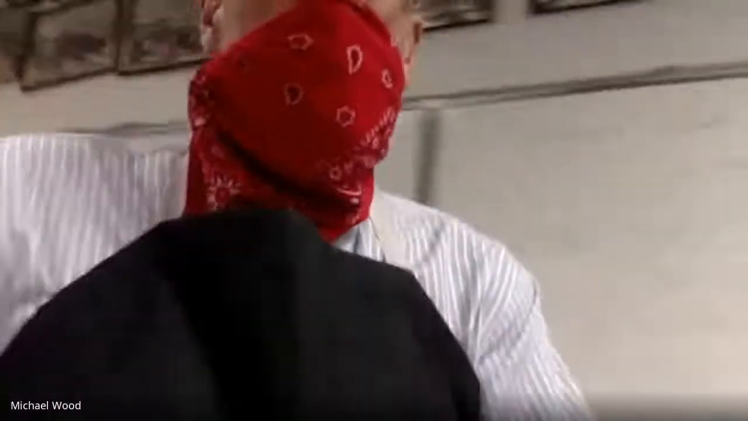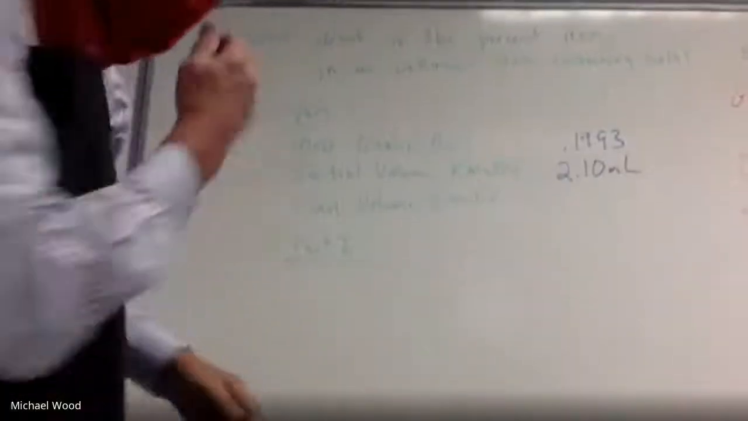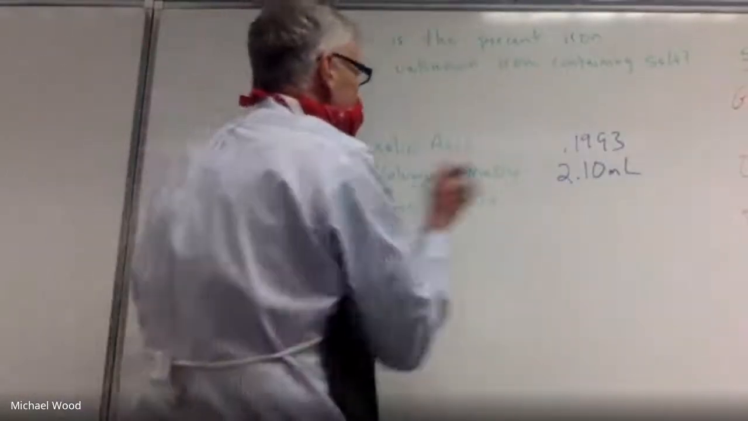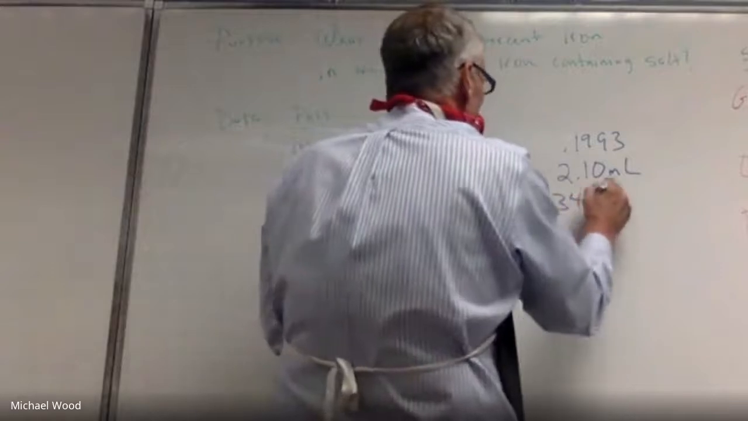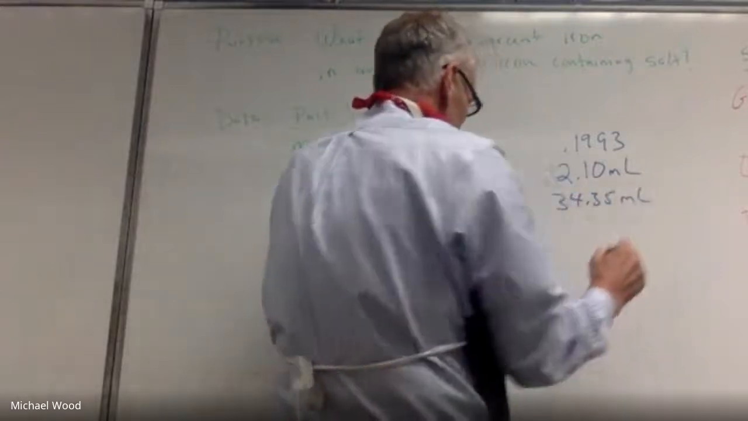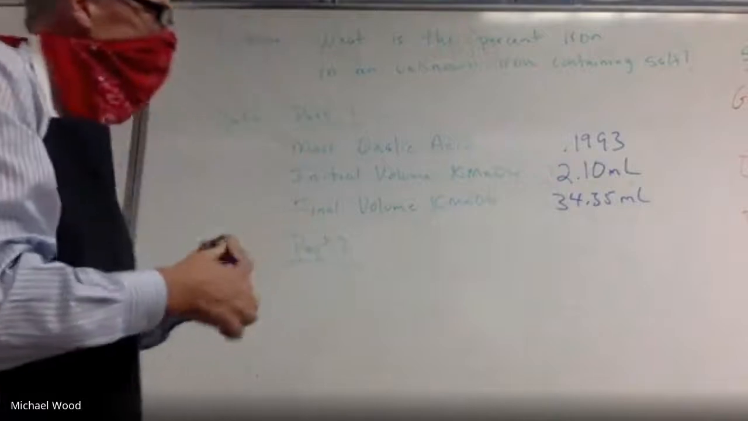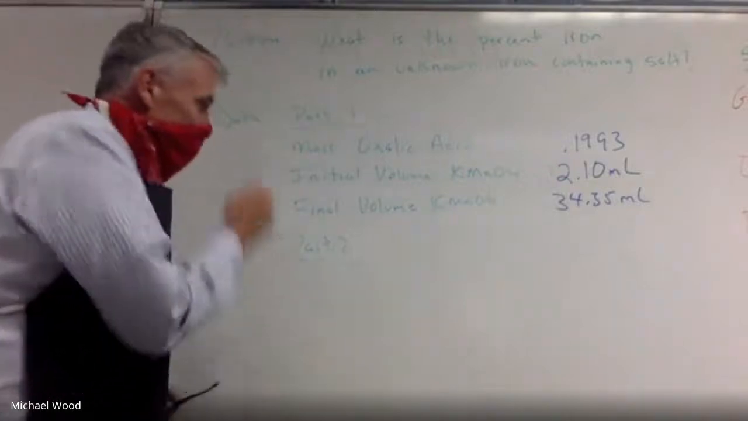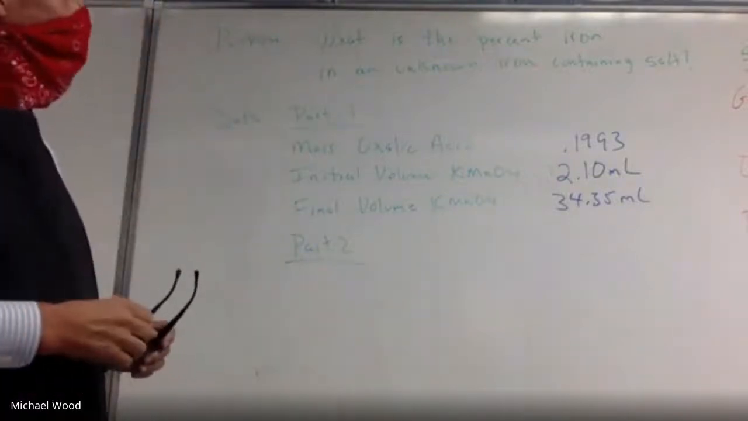collected. What did I say, Kylie? 34.35 mils. Okay, so everybody's got 34.35 mils. And again, if we had more time, we would do 2 trials, but I think this data is going to get us good enough results on that.